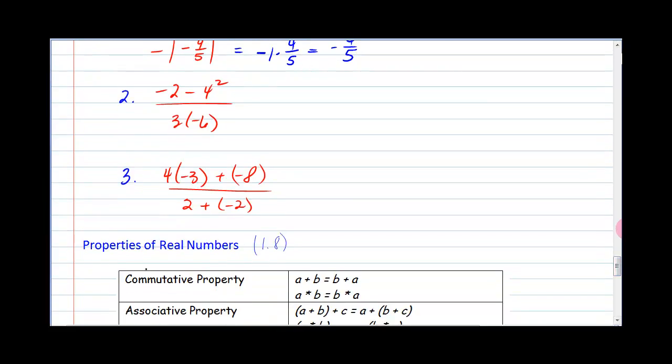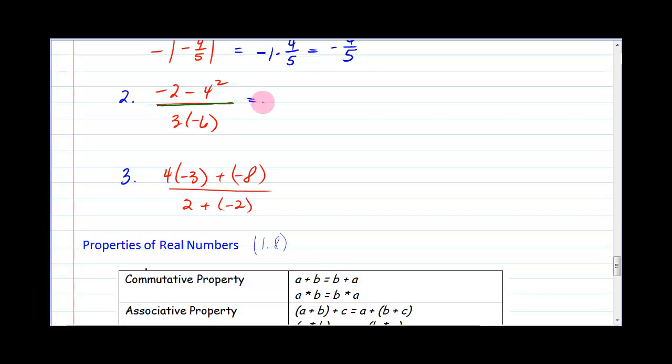straight order of operations. Here we have an example, -2 minus 4 squared, all of that's over 3 times -6. The fraction bar that's right here, we count that as division, but it kind of separates this into two problems. I need to do what's in the numerator, and then I simplify the numerator, I simplify the denominator, and then I do the division.